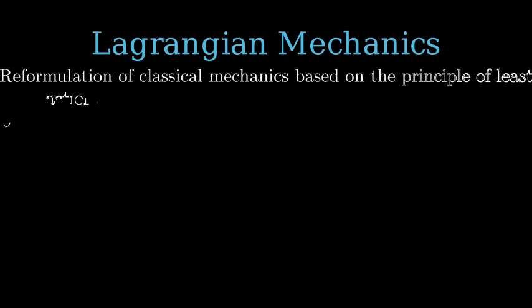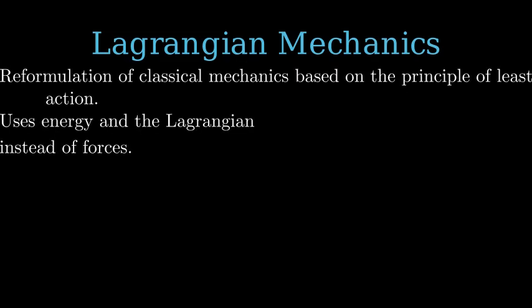Lagrangian mechanics is a reformulation of classical mechanics that's based on the principle of least action. In Lagrangian mechanics, we use energy and a quantity called the Lagrangian instead of forces, like in Newtonian mechanics. The Lagrangian, denoted as L, is defined as the difference between the kinetic energy, T, and the potential energy, V, of the system. Mathematically, it's expressed as L equals T minus V.